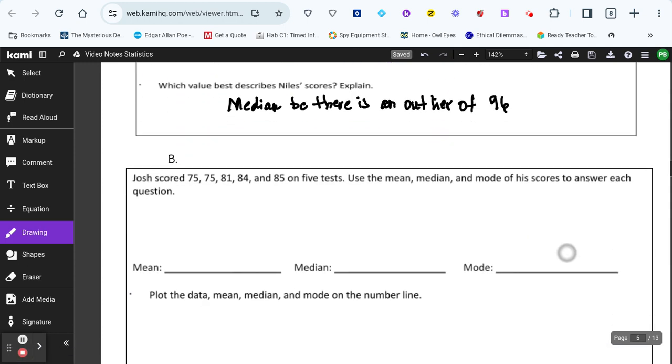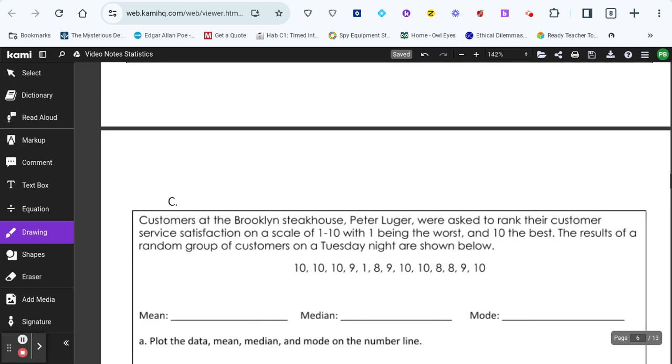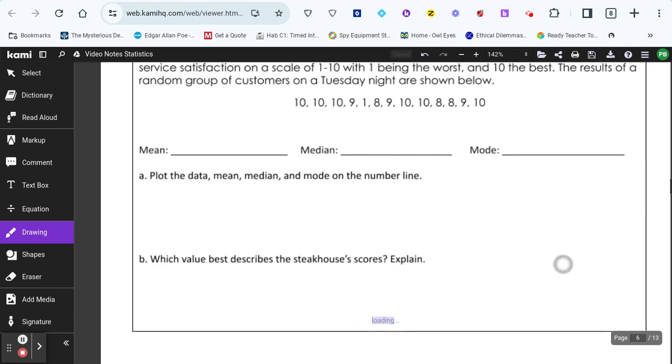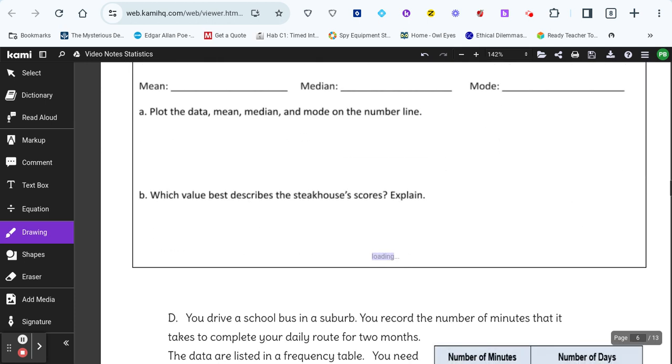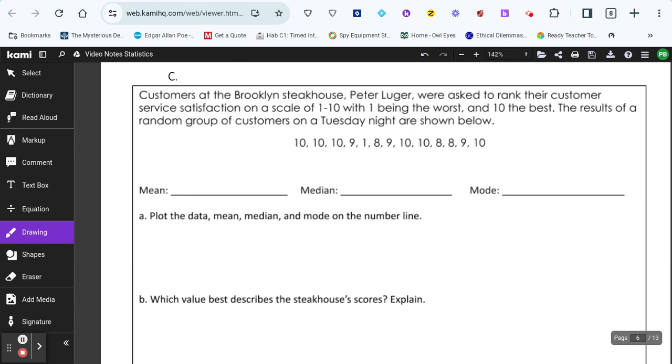All right. Let me see. I'm not going to do all these, but let me see what I can do. Okay, let's take a look at this one, I believe. We'll do this one. We'll do C and D. Customers at the Brooklyn Steakhouse were asked to rank the customer service satisfaction on a scale of 1 to 10, with 1 being the worst and 10 being the best. This is another favorite. The results of a random group of customers on Tuesday night are shown.